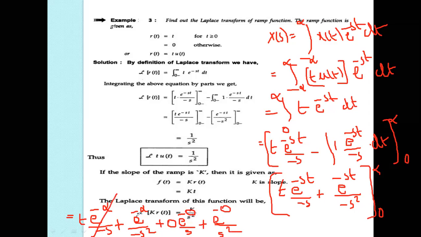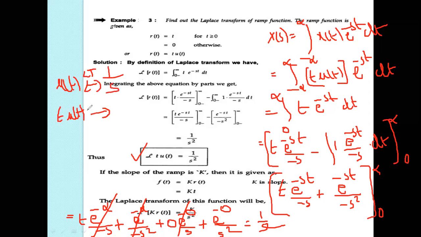So e power minus infinity is 0 and e power minus infinity is 0, 0 into anything is 0, and e power 0 is 1, so we get 1 by s square. See, the Laplace transformation of the ramp function, t into mu of t, is 1 by s square. For the step function, the Laplace transformation of mu of t is 1 by s, and t into mu of t, the Laplace transformation is 1 by s square.